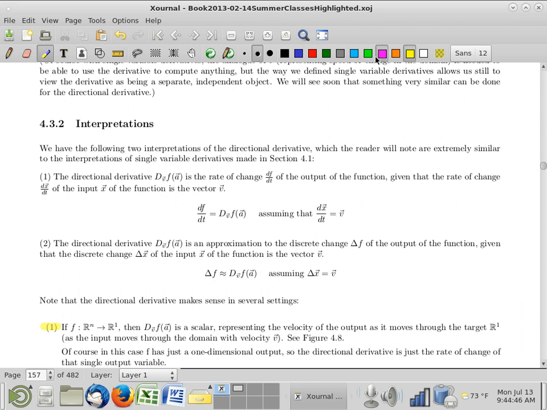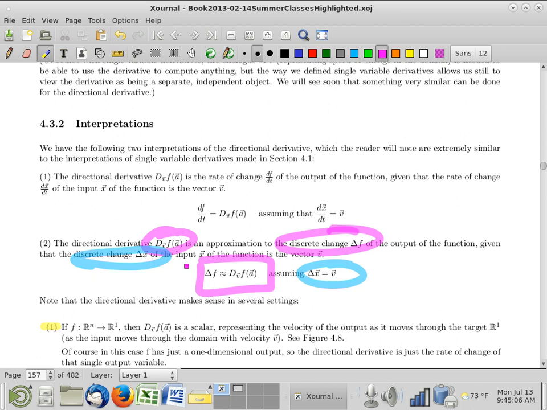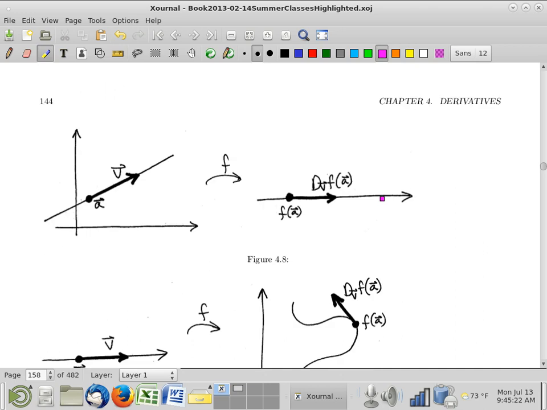So the directional derivative can be thought of as an approximation, to be fair, of the discrete change in the output given an input change v. Okay? So two different interpretations, and use whichever is useful, relevant to what you're doing, but both of these are reasonable interpretations of the directional derivative. Okay. Different contexts in which this might make sense.